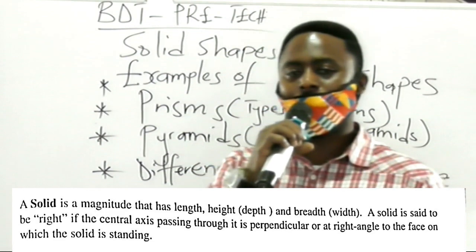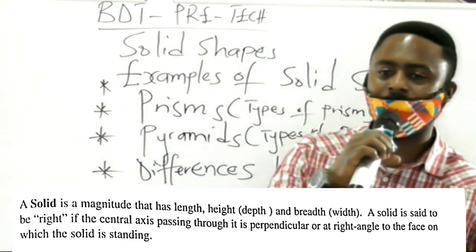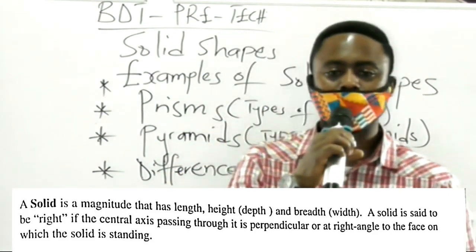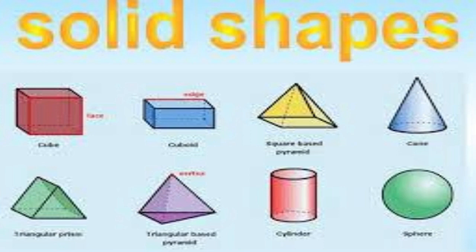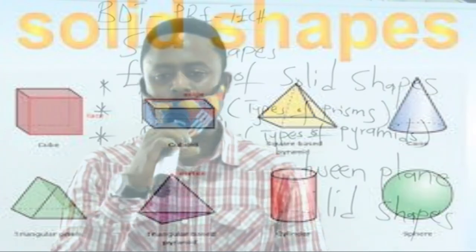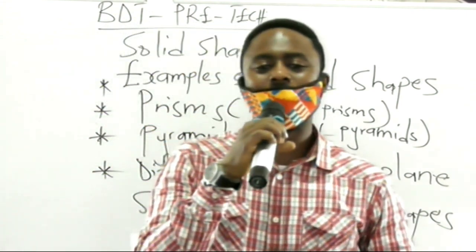Now, at this point, I'll display some examples of solids on the screen for viewers to see. Good. So the images displayed on our screen are examples of right solid shapes. For instance, we have a cube, a rectangular prism, a square pyramid, a cone, a triangular prism, a cylinder, and then a sphere.